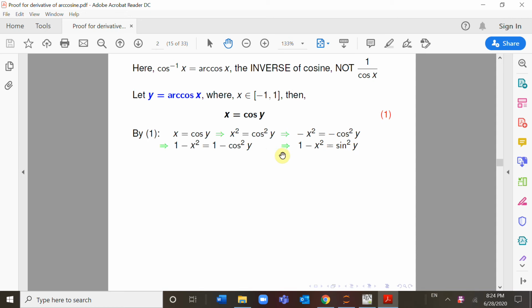We get sine y, so sine y is positive or negative square root of 1 minus x squared. Next, since x is in the interval -1 to 1, we know for y the lower bound is 0, the upper bound is pi, and sine y is not negative. So we eliminate this negative.